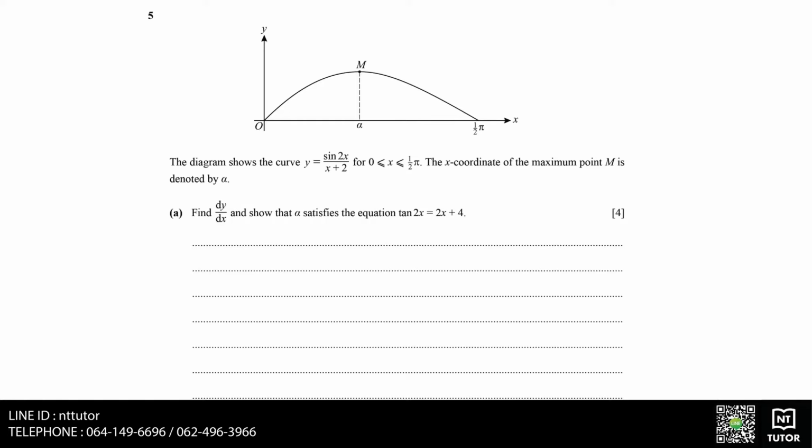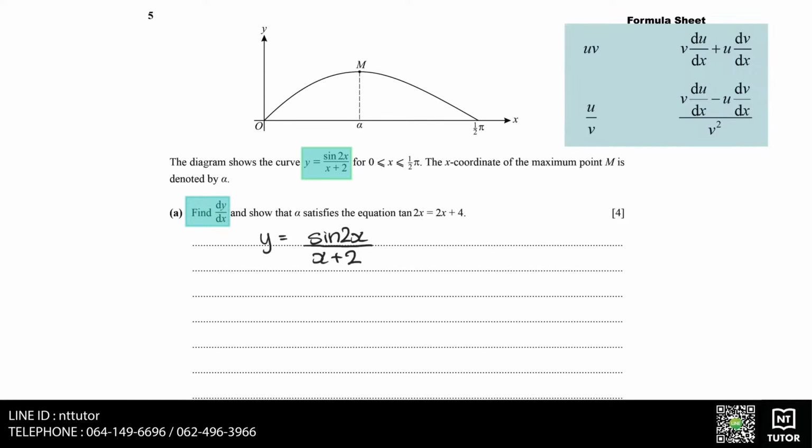The first step is to find dy over dx for y equals sin 2x over x plus 2. Y in this case can be divided into two functions, the function on top and the function on the bottom. So we can use the quotient rule to differentiate this by letting u equal sin 2x and v equal x plus 2.